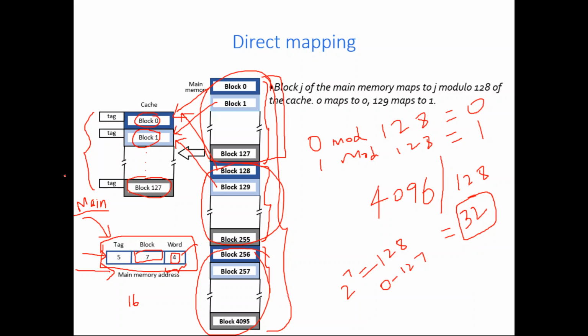Before that, one more thing I want to say. See here, totally there are 32 such blocks. So this 32 can be represented using how many bits? 5 bits. 32 can be represented using 5 bits. 2 to the power 5 is 32, that is 0 to 31.